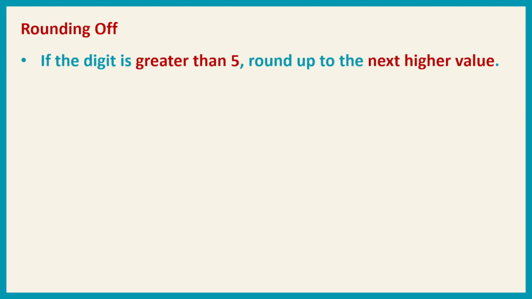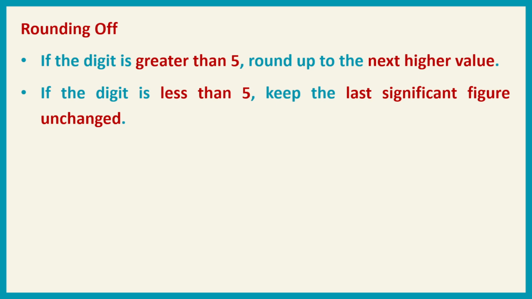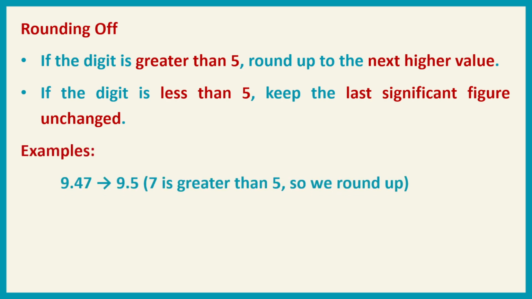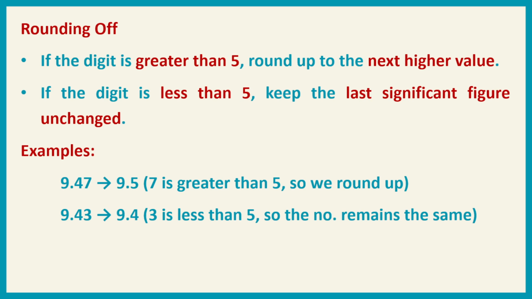Coming to rounding off in measurement. Rounding is done based on the digit that follows the last significant figure. If the digit is greater than 5, round up to the next higher level. If the digit is less than 5, keep the last significant figure unchanged. For example, 9.47 is rounded off to 9.5, as 7 is greater than 5, so we round it up. In case of 9.43, it is rounded to 9.4, as 3 is less than 5, so the 4 remains the same.